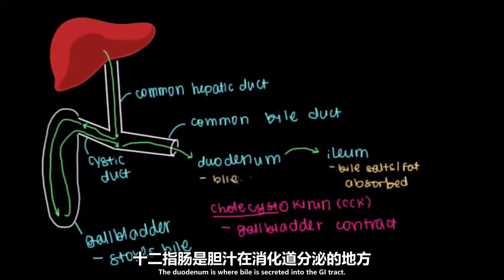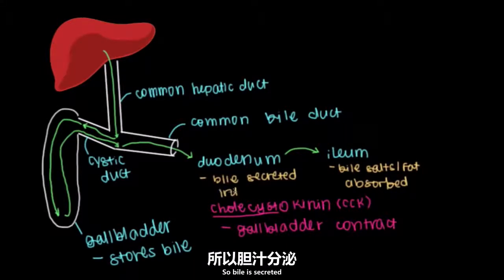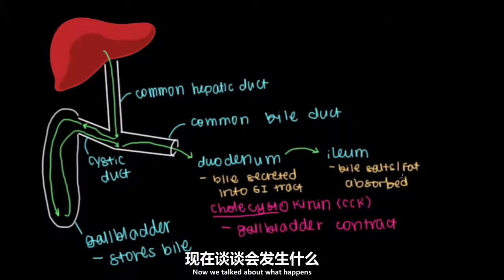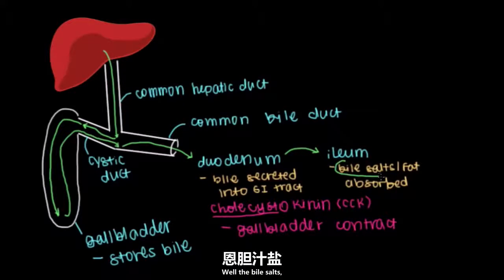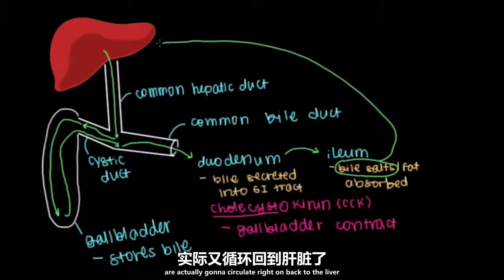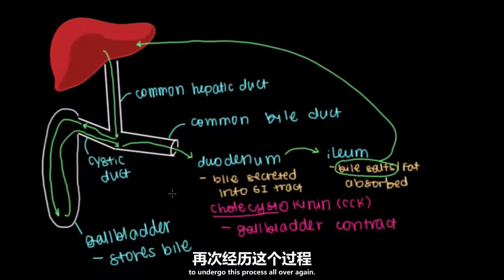The duodenum is where bile is secreted into the GI tract. Now, we talked about what happens to fats once they're absorbed in the ileum when we talked about the small intestine. But what happens to our bile salts? Well, the bile salts, after they've been absorbed in the ileum, are actually going to circulate right on back to the liver to undergo this process all over again.